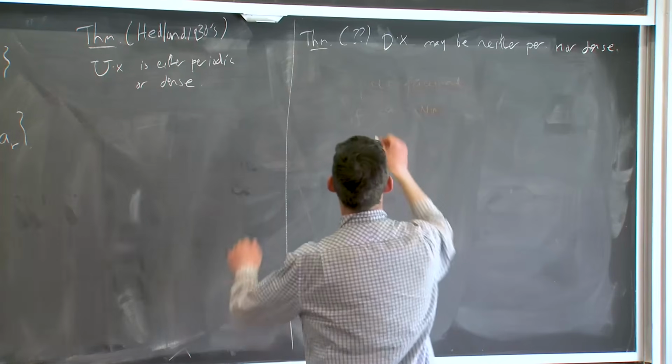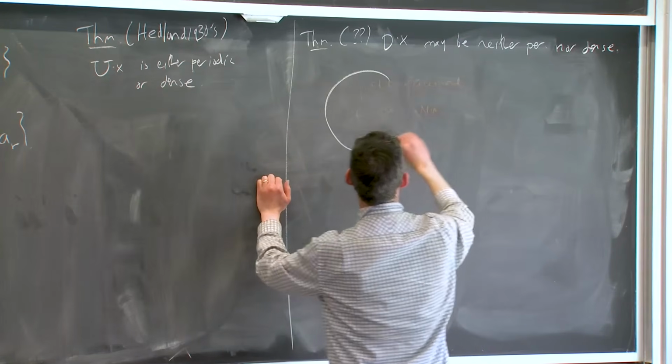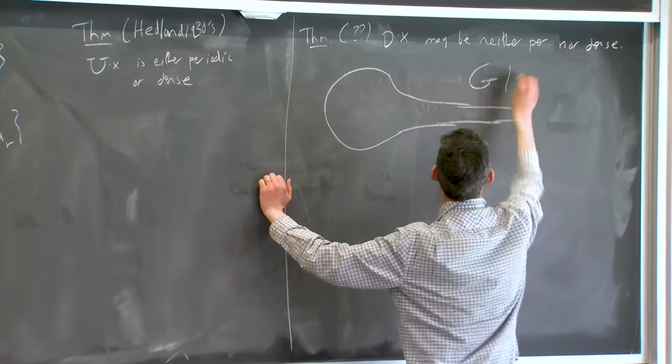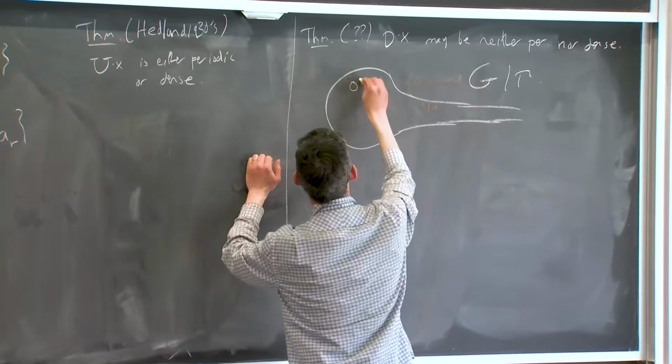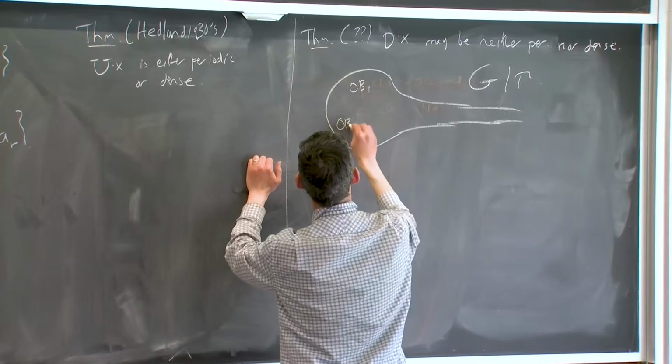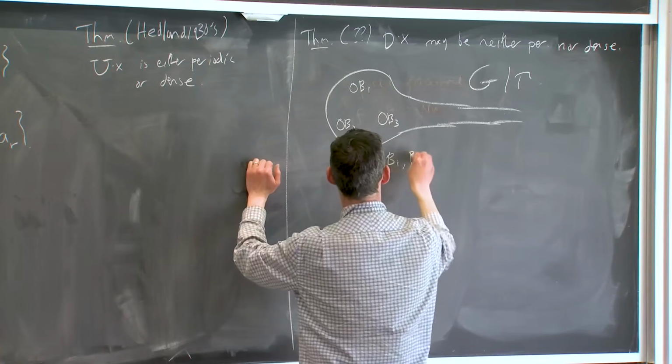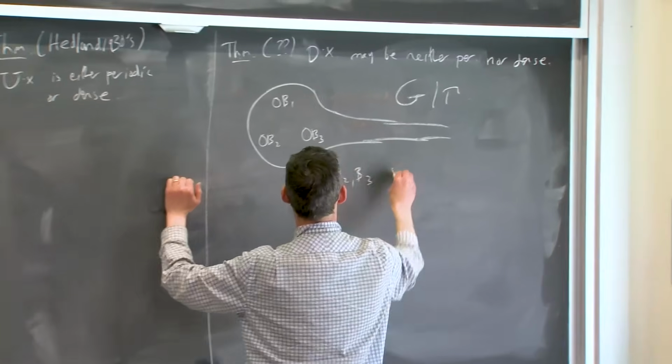OK. Let me say something more than that about how these D orbits can be really quite complicated. So here's G mod Γ. And inside of G mod Γ, pick out 3 small balls that are not too close together. So B1, B2, B3 are small balls.